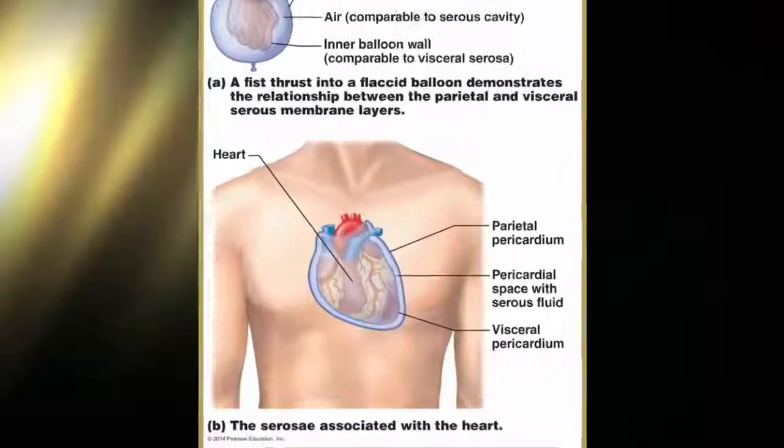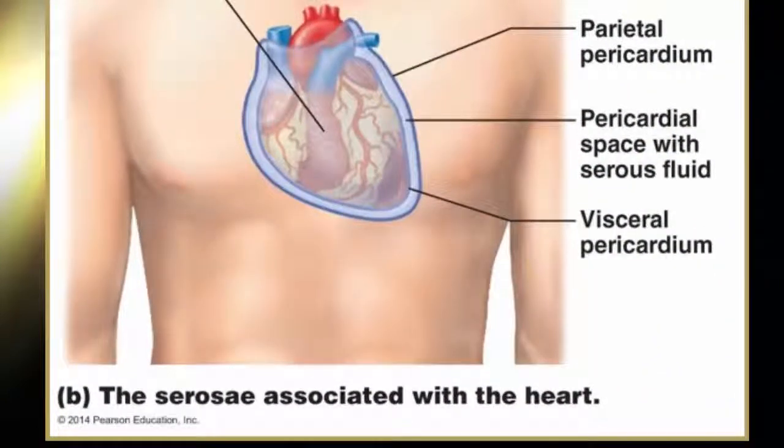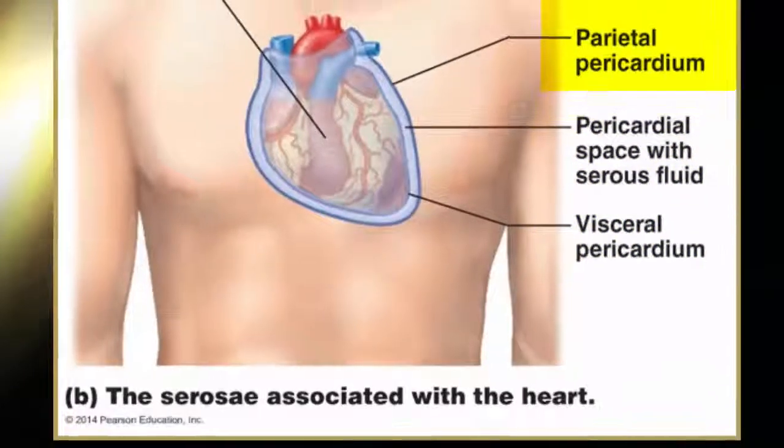The serosa around the outside of an organ is called the visceral membrane, and the one that lines the cavity is the parietal membrane. The serosa found in the pericardial cavity is called the pericardial membrane, and the space in between the two membranes is the pericardial space. So that gives us the visceral pericardium surrounding the heart, then the pericardial space, and then the parietal pericardium.